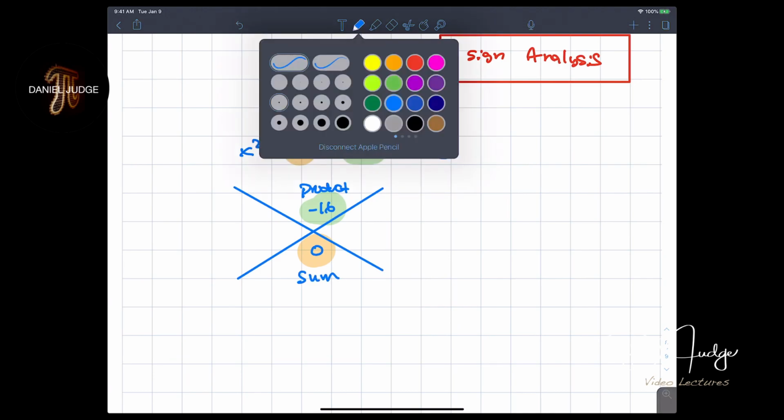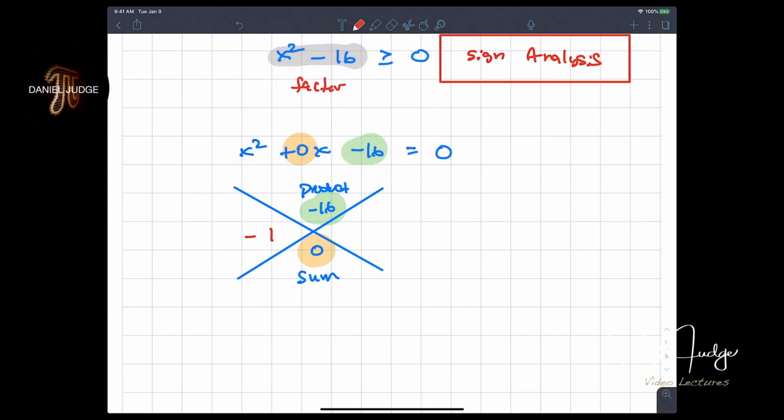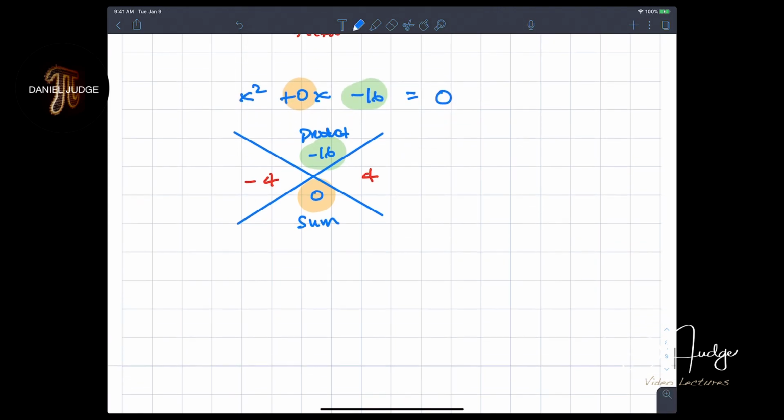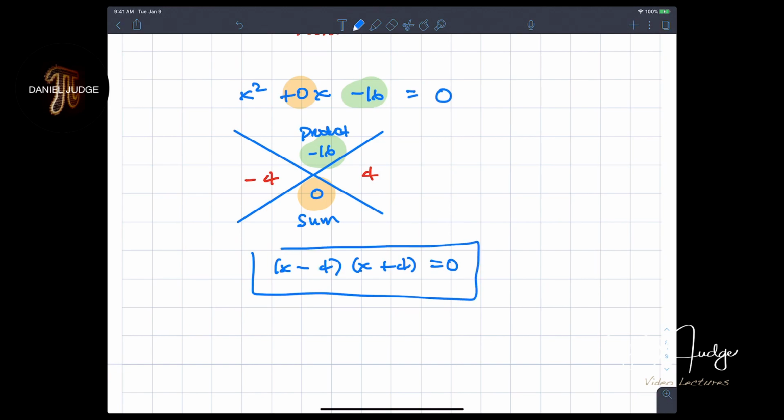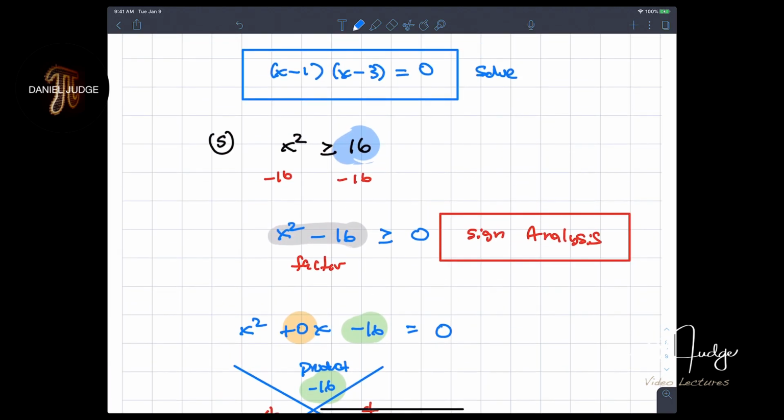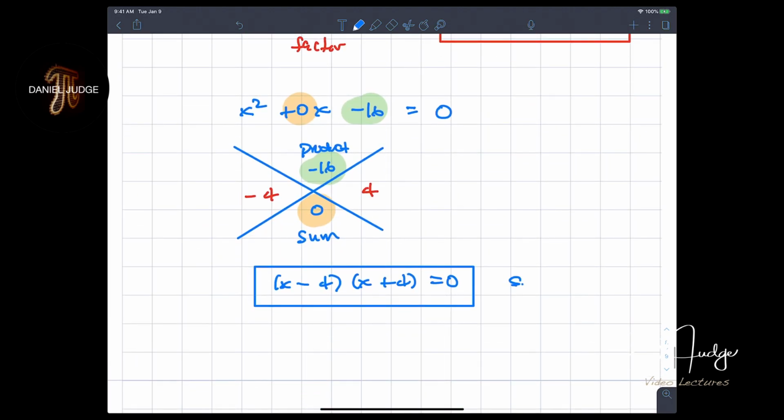We need two numbers multiplied together. Negative 4, positive 4 gives you negative 16. Notice when you add them, it gives you 0. So I can use the crisscross method in this case. X minus 4, x plus 4. We actually factored here. So we're going to have to use these versions here to solve. But I wanted to go over a bit of that factoring for you guys so you can finish the rest of those.